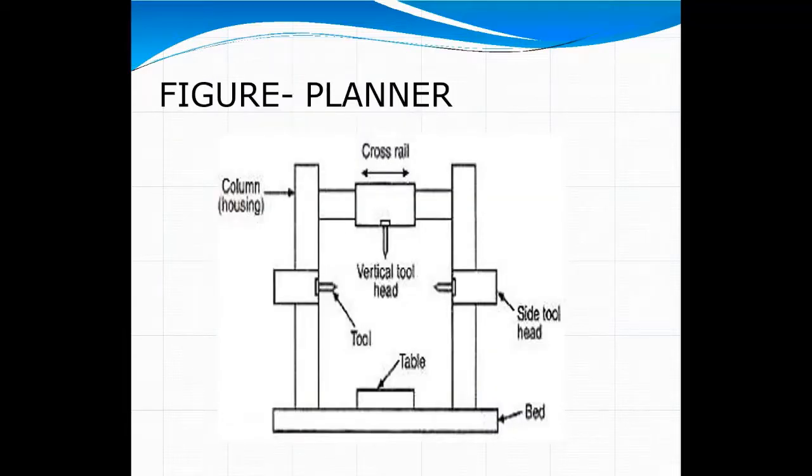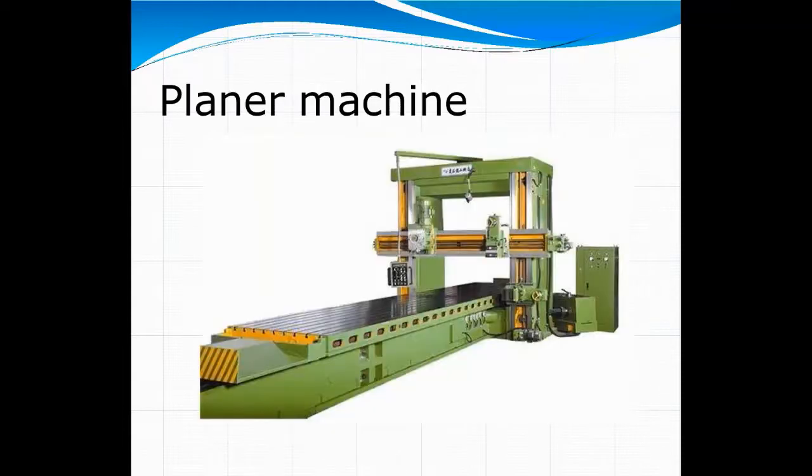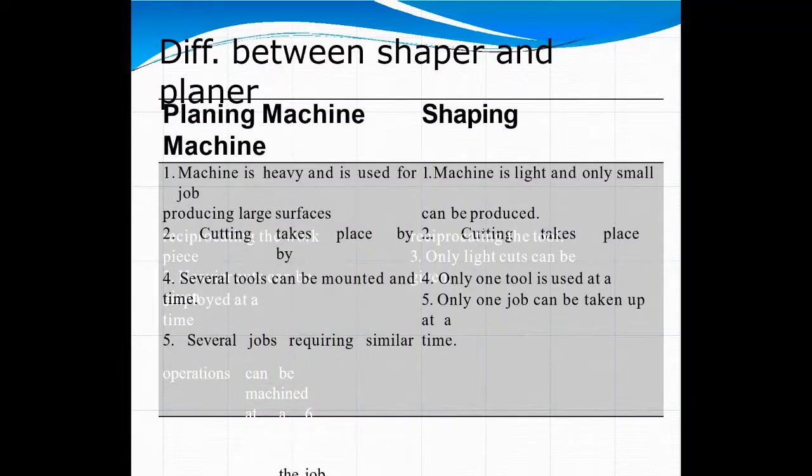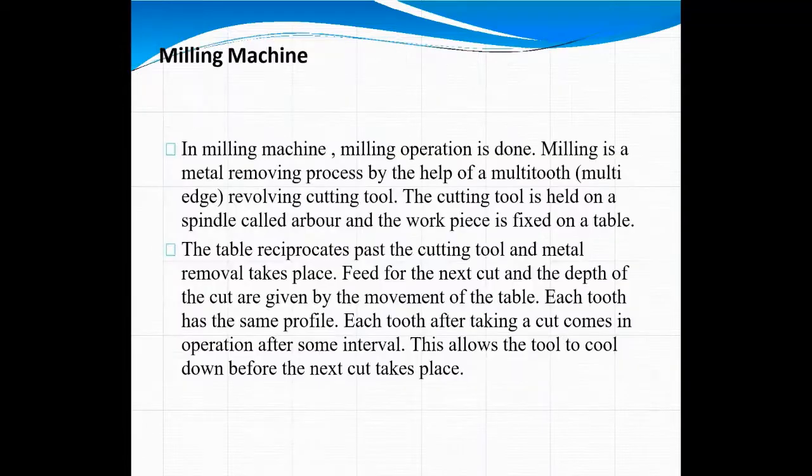Next machine is planing machine or planer. Planer machines are used for generating large flat surfaces. So two columns in between this cross rail, we can fix the tool. So in shaper machine, tool is getting moved, but in the planer machine, job is getting moved. So machining bed on the planer. Difference between shaper and planer is heavy planing machine and the shaping machine.